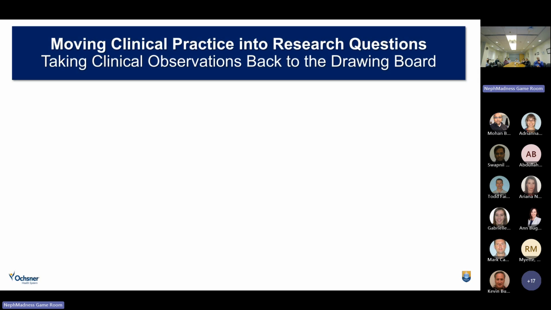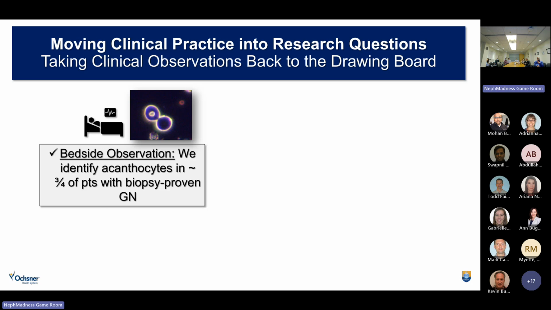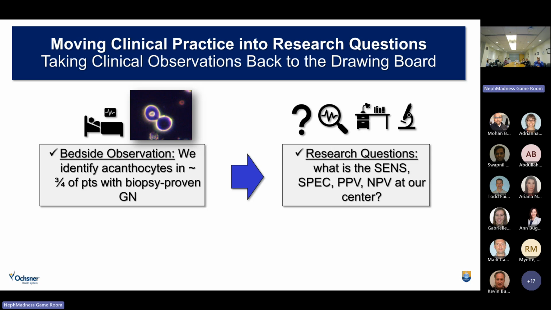So what had been our observation in our practice is that we thought that we're seeing this more often, and we were looking at patients that we had biopsy-proven GN. We had the observation that we thought our sensitivity was probably 75%. So we just wanted to test, kind of verify the observation by Kuller and see what our numbers would be, and to look at the positive predictive value, et cetera.